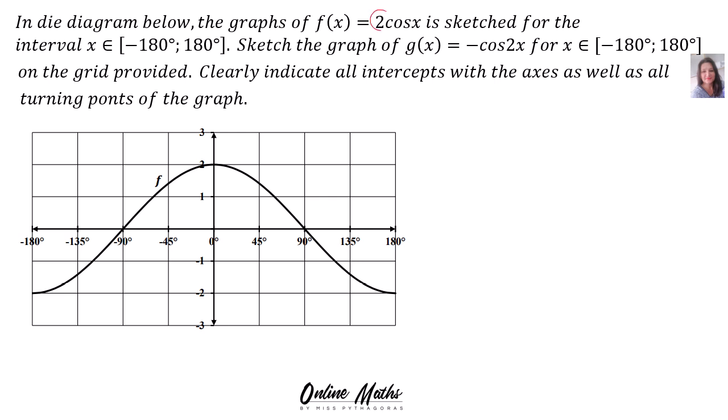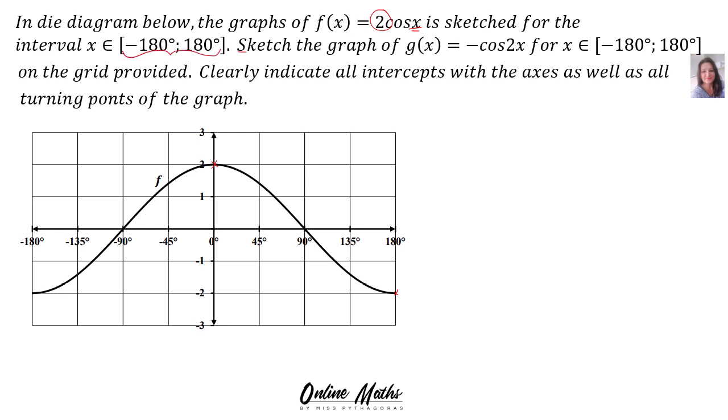This 2 in front means it's the amplitude. This is why your graph started at 2 and it turned here at 180 at minus 2. And then nothing happened to the angle there, so that implies it's the normal cos graph with a normal period of 360 degrees, except it was sketched for this interval, minus 180 up to 180.